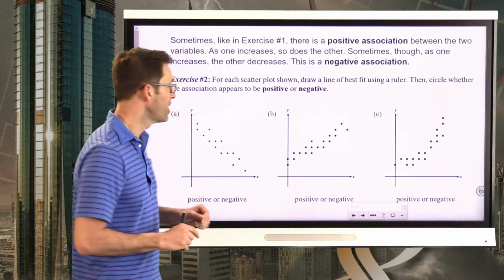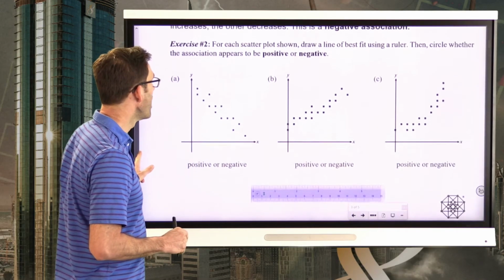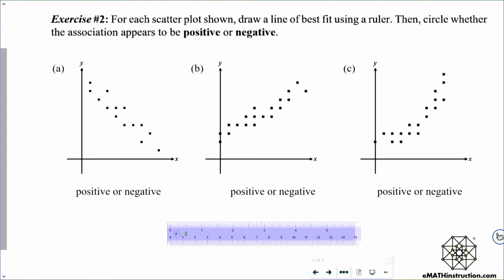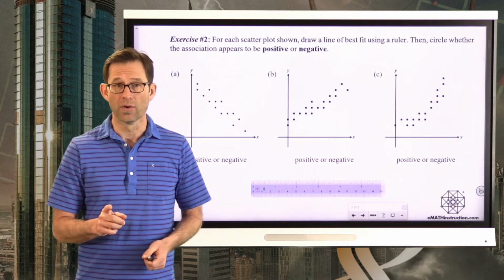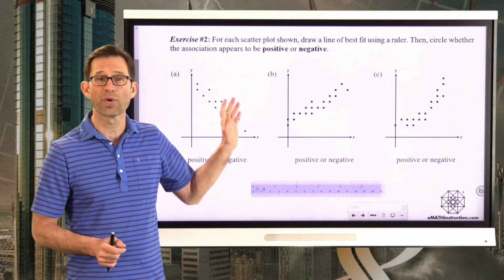So let's take a look in exercise number 2 at some more scatter plots. For each scatter plot shown, draw a line of best fit using a ruler. Then circle whether the association appears to be positive or negative. All right, so what I'd like you to do is go ahead and pause the video and do this for each one of the cases.